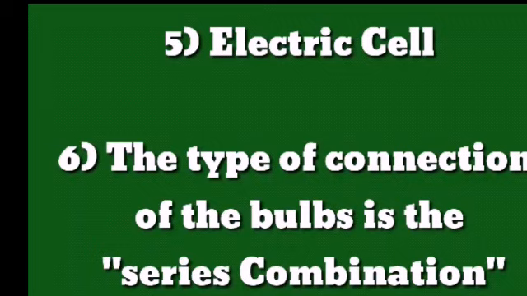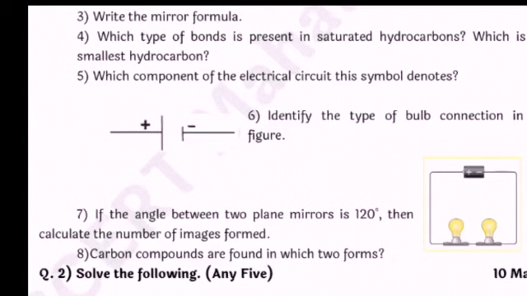The figure is of an electric cell, and in question number 6, the type of connection of the bulbs is series combination. Friends, as you know, there are two types, series combination and parallel combination, but this figure indicates the series combination. Let's see the question number 7.